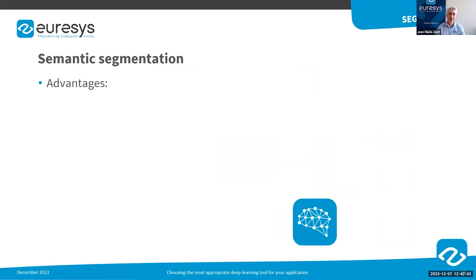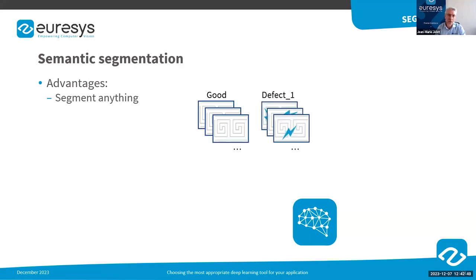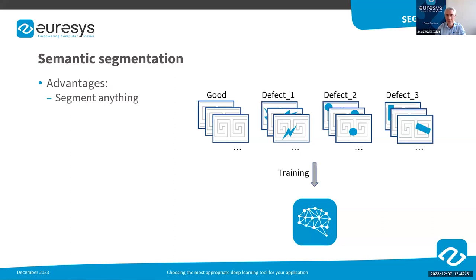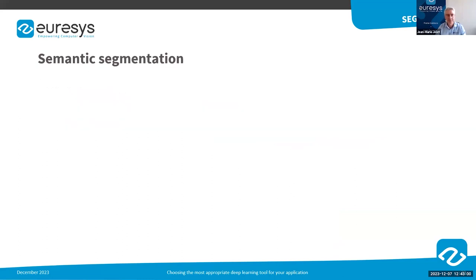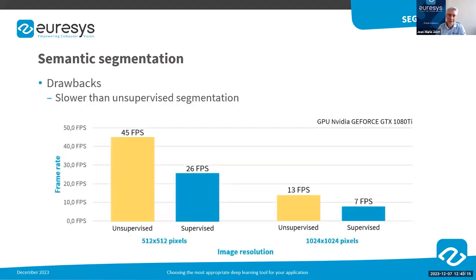The main advantage of semantic segmentation is that it can basically segment anything. As long as the neural network has been trained with correctly annotated images, a supervised segmenter can very accurately segment and differentiate between several classes of objects or defects. But as always in computer vision, there is a trade-off between speed and robustness. Semantic segmentation is more precise and more robust compared to unsupervised segmentation, but it is also slower. Typically, two times slower than the unsupervised segmentation for the same image resolution.